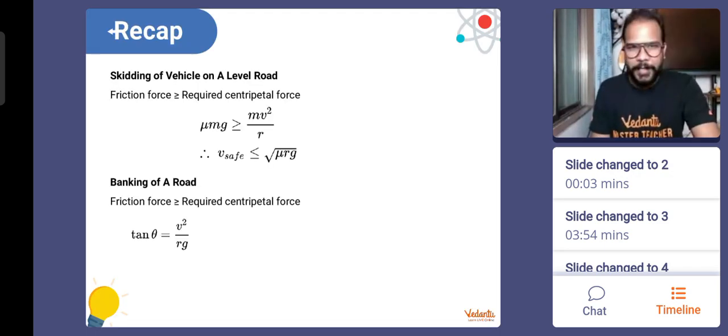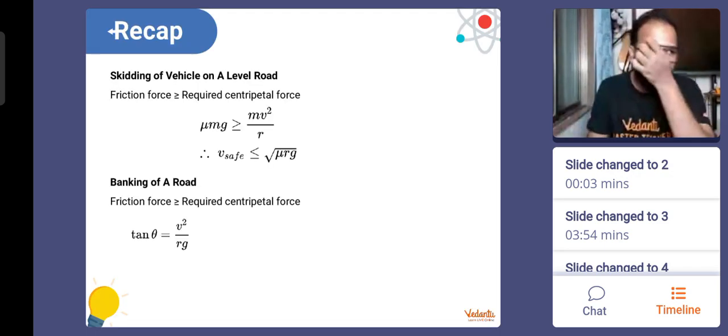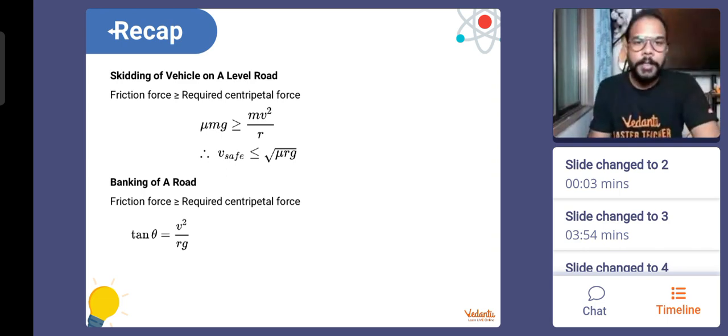Okay, so everyone, quick recap. Last time we spoke only about two specific cases: how a vehicle will take a circular turn when it is on a level road or on a hill station road. On a flat surface, it is the force of friction which behaves as centripetal force, and that is why mu mg, the friction force, should be greater than or equal to, at minimum equal to, mv square by r. So the safe speed is under root mu rg. That's the maximum speed with which you can take a turn on a circular track when your vehicle is going on it with the help of friction.